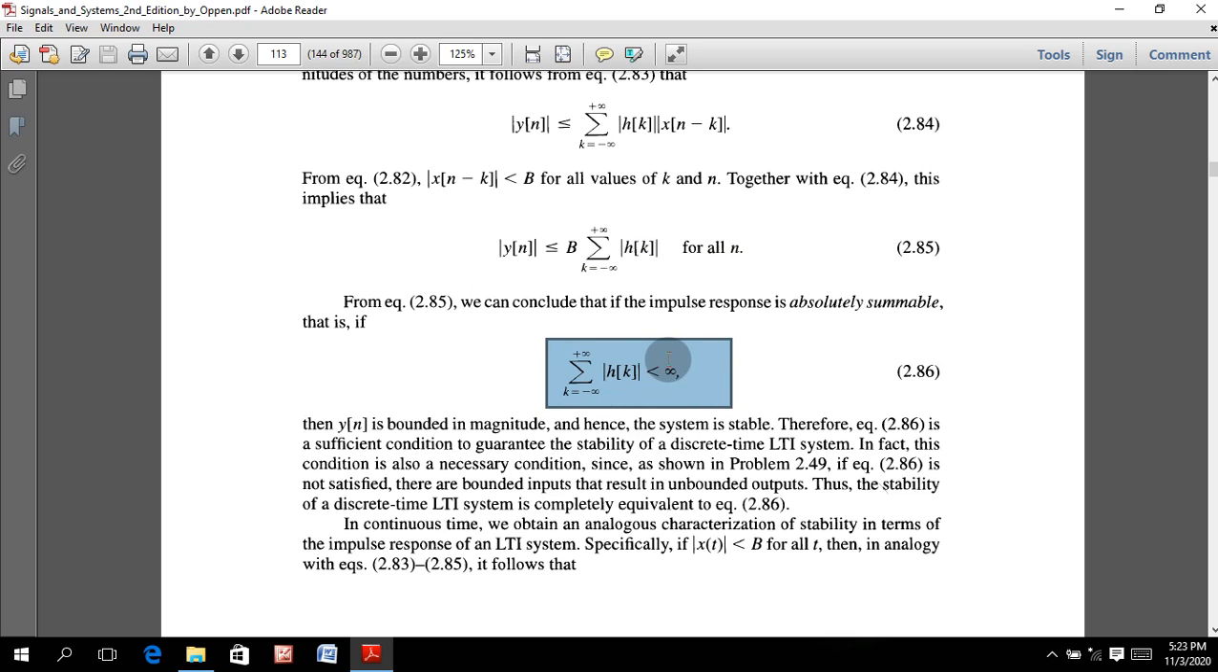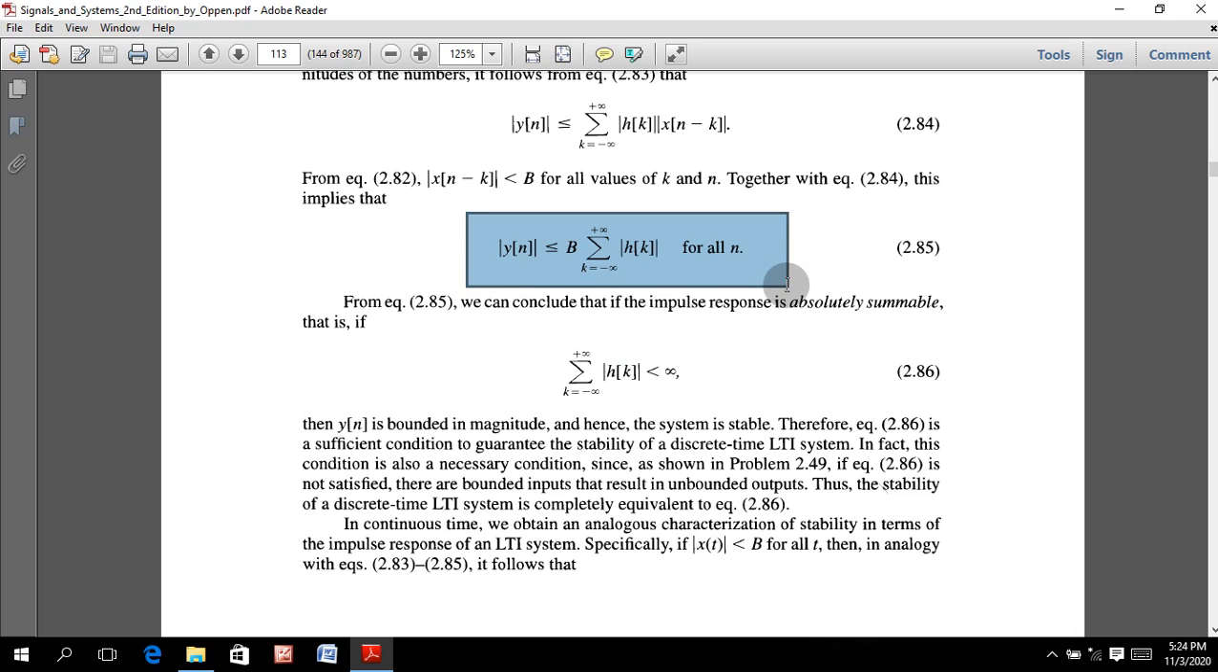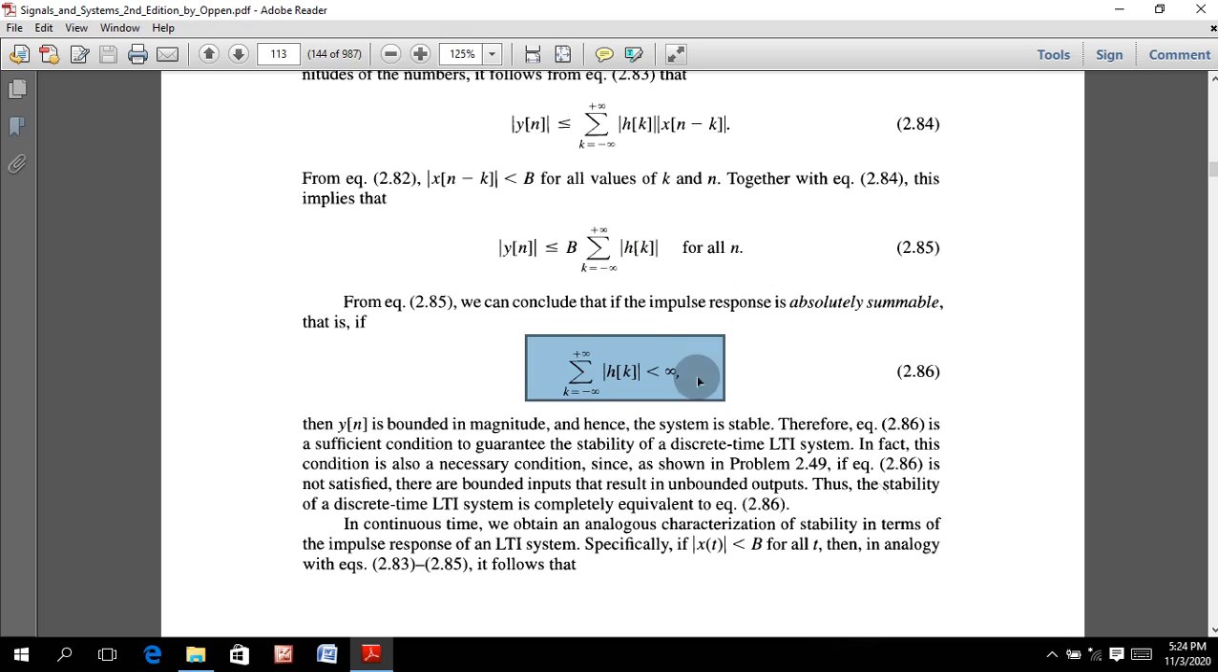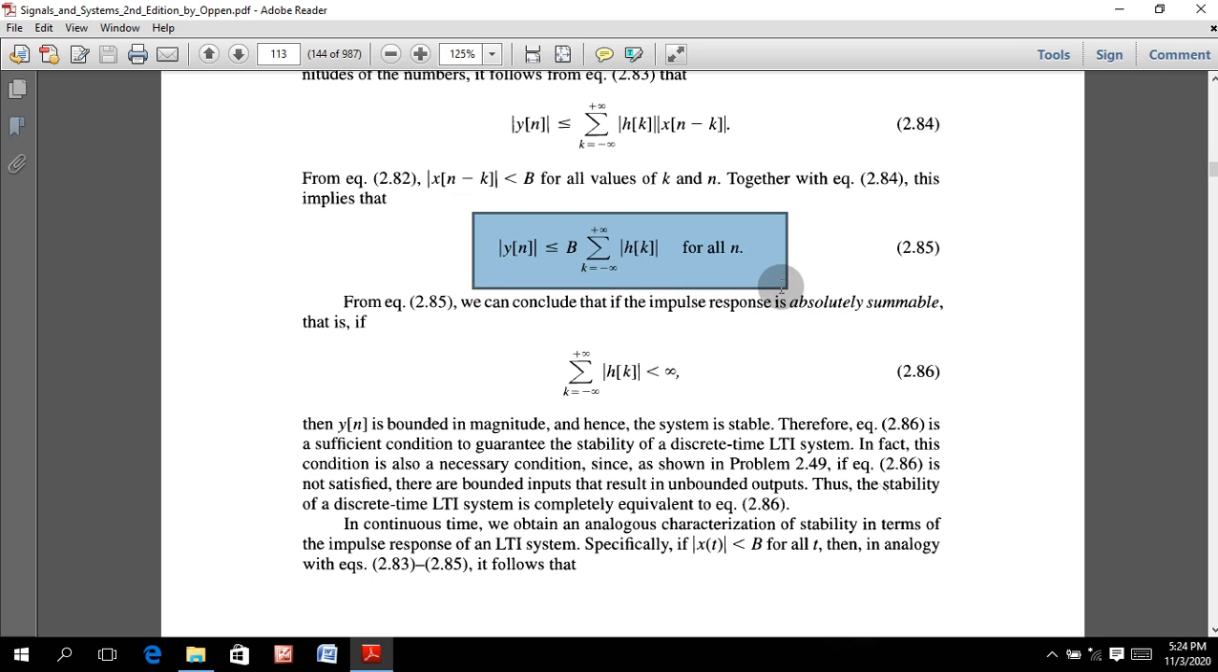Using this condition is a sufficient condition for a system to be stable, but it's not the only condition required. For a system to be absolutely stable, we need mod y of n to be less than or equal to b.